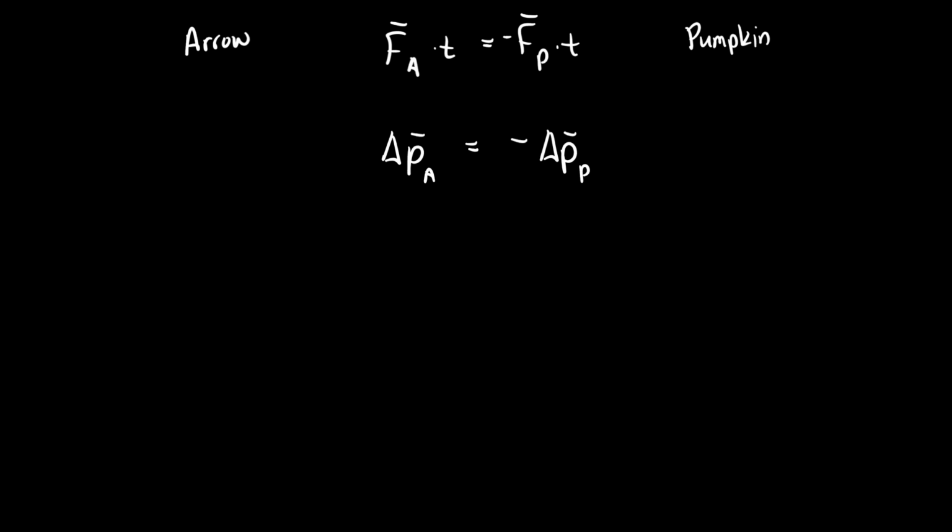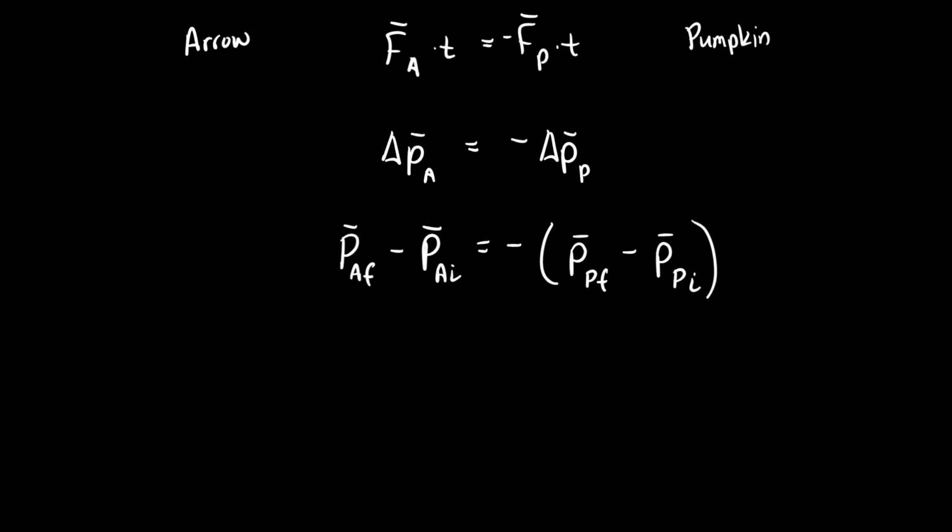Now, the definition of delta is final minus initial. So this could be the final momentum of the arrow compared to the initial momentum of the arrow. This will have to be the opposite of the final momentum of the pumpkin compared with the initial momentum of the pumpkin. We all good so far? All I did was use the definition of delta to put final minus initial in place.